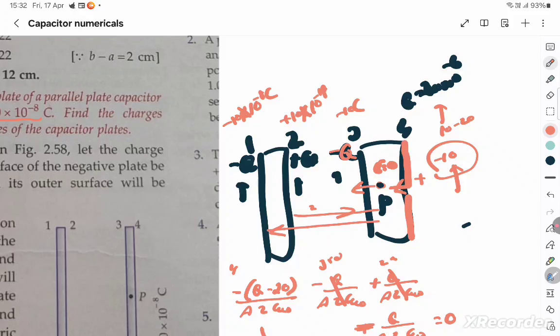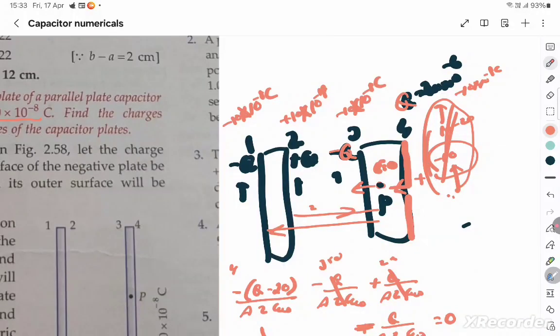The surface 3 has got minus 10 into 10 to the power minus 8 coulomb. And the outer surface of the second plate is minus 10 into 10 to the power minus 8 coulomb. We anticipated this to be positive, but eventually that also turned out to be negative. This is the way it's getting redistributed.